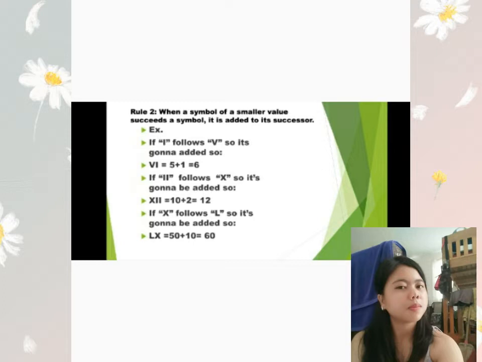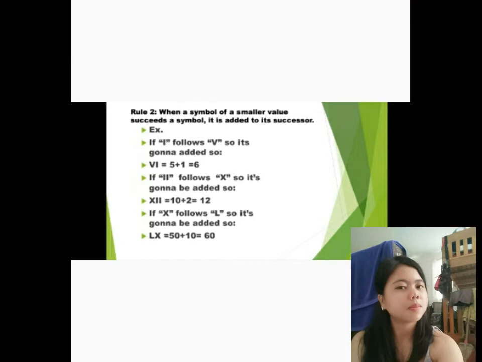Rule number 2. Always remember that if a symbol of a smaller value succeeds a symbol, you will add it to its predecessor. For example, if X follows L, it's going to be added, so LX is equal to 50 plus 10, which is equal to 60.